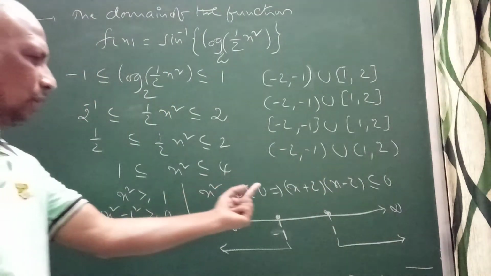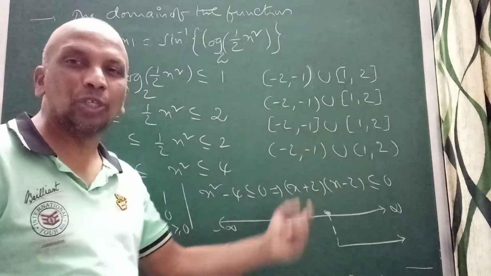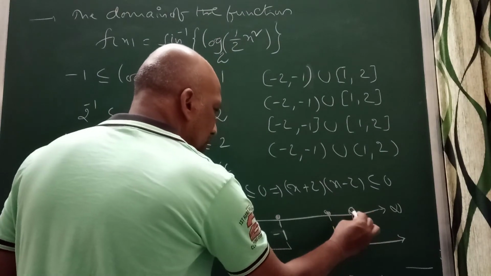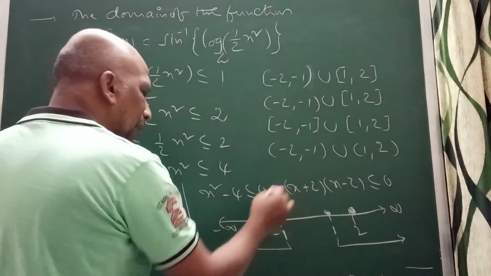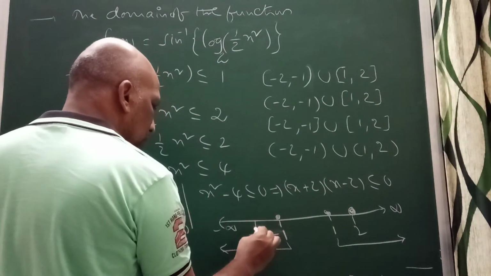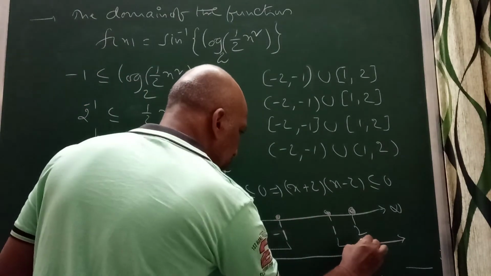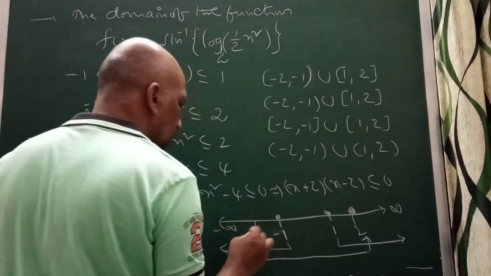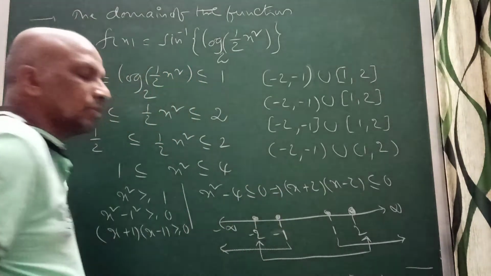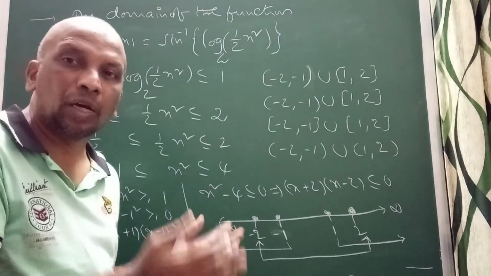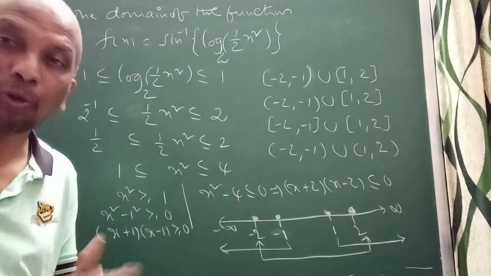Correct. If we come here, this lies between these two. So I can take 2 here, including this, and minus 2 I can take here. It lies between, I can consider like this, including this. The intersection of these two, right? The common solution of x, I should check, that will be the domain.